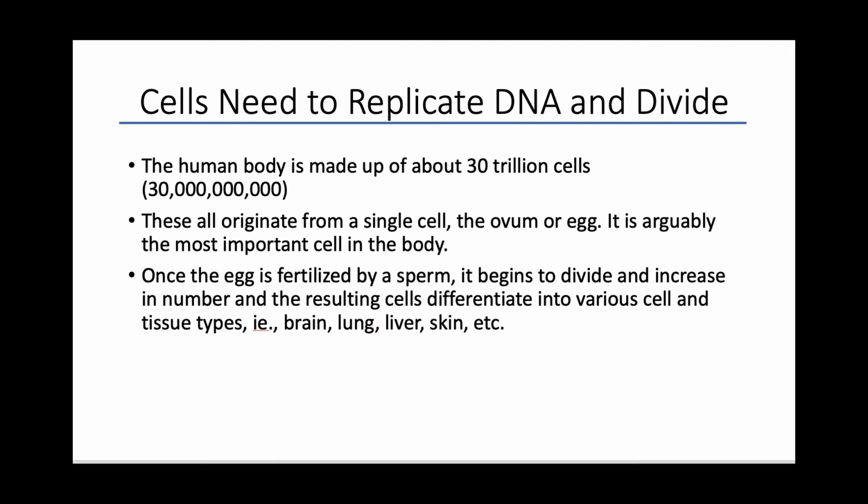Once the egg is fertilized by a sperm, it begins to divide and to increase its numbers, and the resulting cells differentiate into various cell and tissue types. For example, brain, lung, liver, skin, etc.